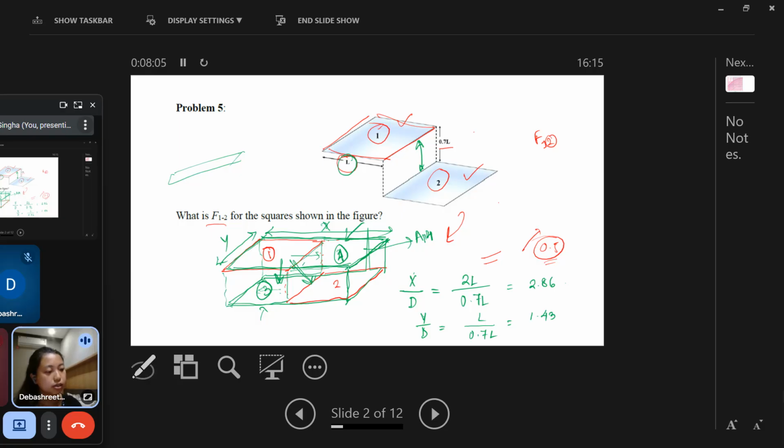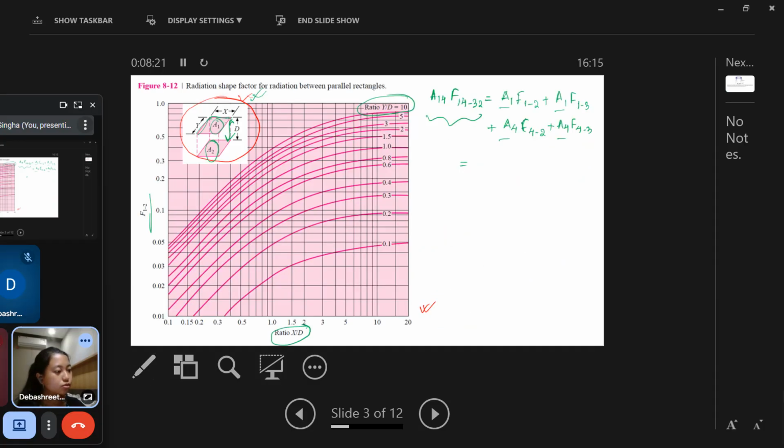I just doubled the surface of A1 on the top side, so A4 is equal to A1. Also, all are the same surface layers. So we can write like this. I can take A1 common from all. Then I can write F12 plus F2 plus.